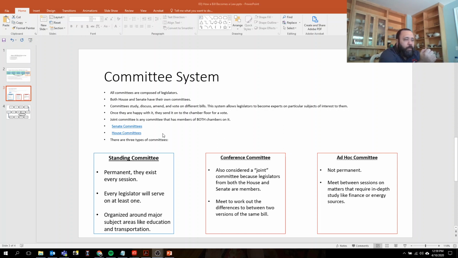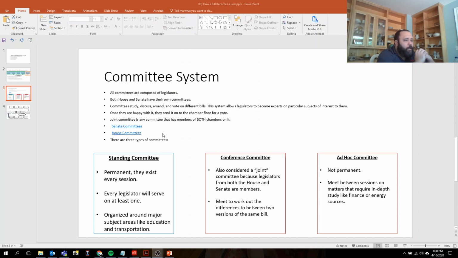Now, I know on Monday's assignment, we talked a lot about conference committees, and that was something you needed to include. A conference committee is a joint committee, meaning it has members of both the House and the Senate, which is different than standing committees. It's temporarily created to work out the differences between a version of the bill passed by the House and a version of the bill passed by the Senate. Once that difference has been worked out, the conference committee goes away.